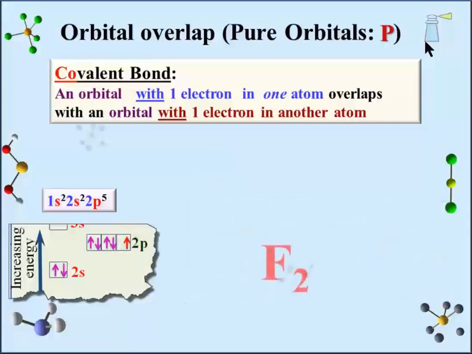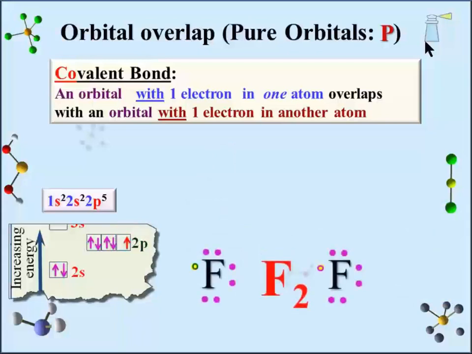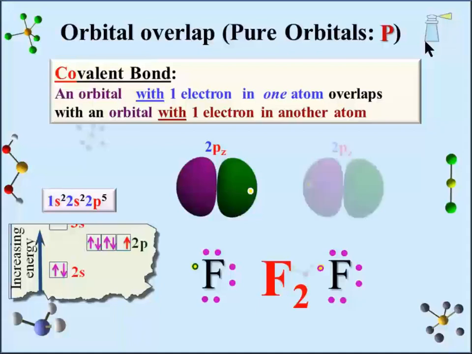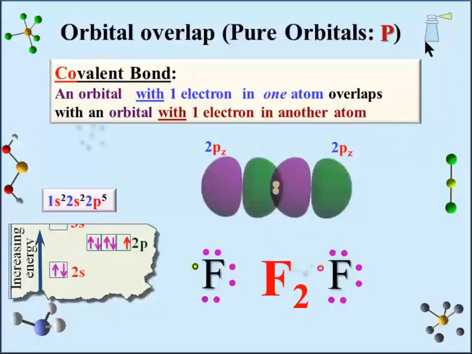On to the overlap. And we start with the dot diagrams of two fluorine atoms. The single unpaired electron is highlighted in yellow. We can draw a cartoon of the two atoms like we did with H2, but to make it easier to follow, let's just draw the 2pz orbital with one electron for the fluorine atom on the left and the 2pz orbital with one electron for the fluorine on the right. While we know that the electron in a p orbital is free to move about the orbital, we'll draw it as a stationary dot. A covalent bond is formed as the fluorine atoms approach and overlap their 2pz orbitals.